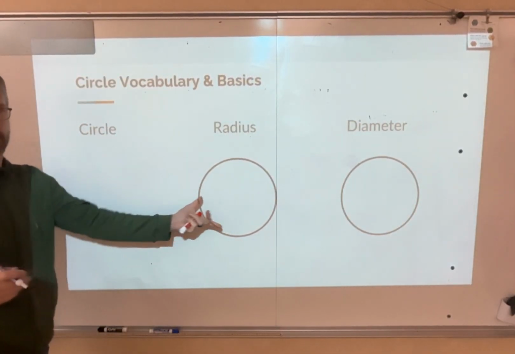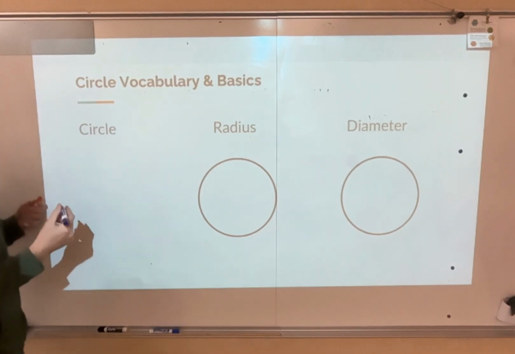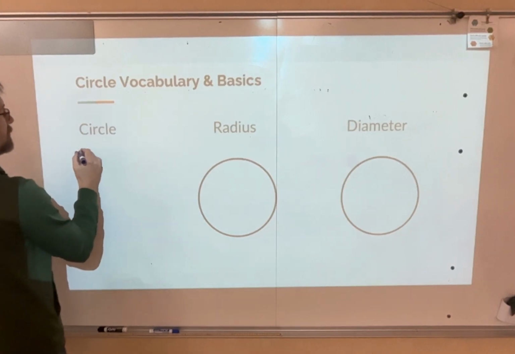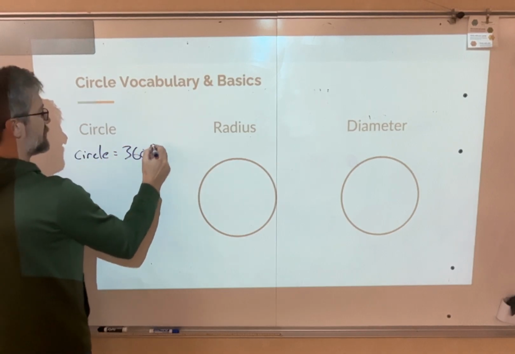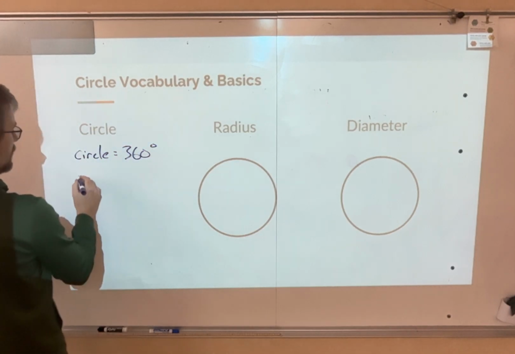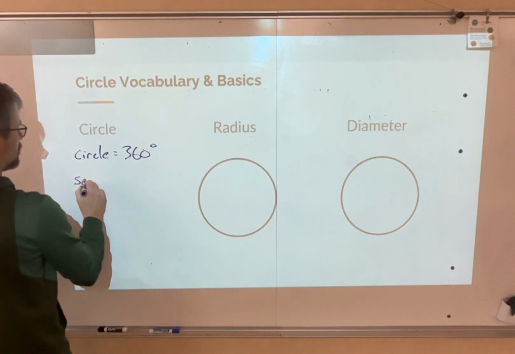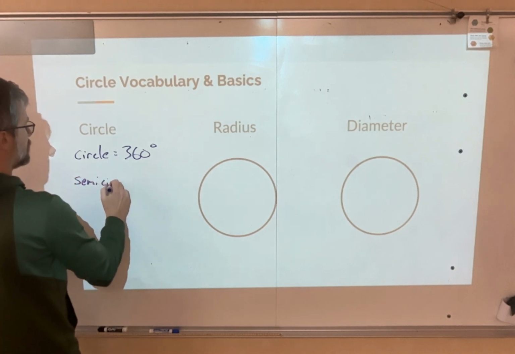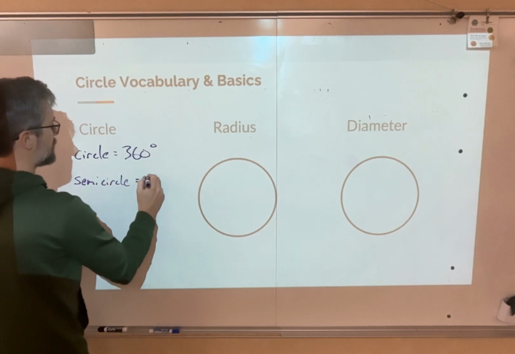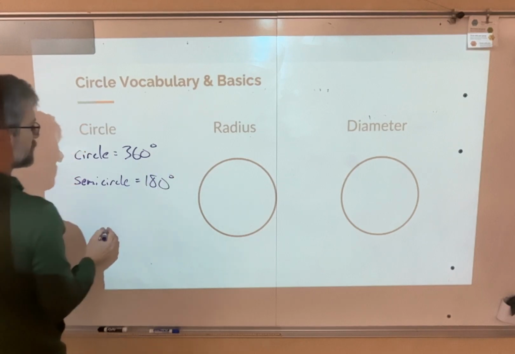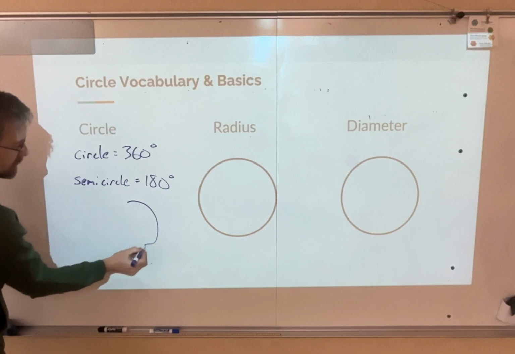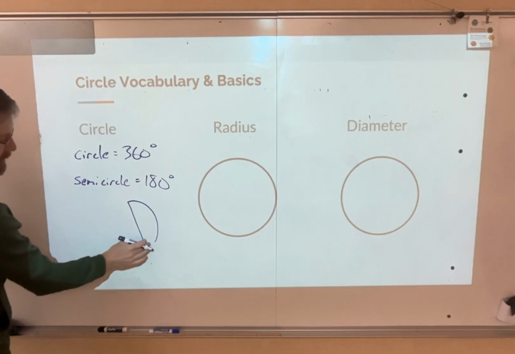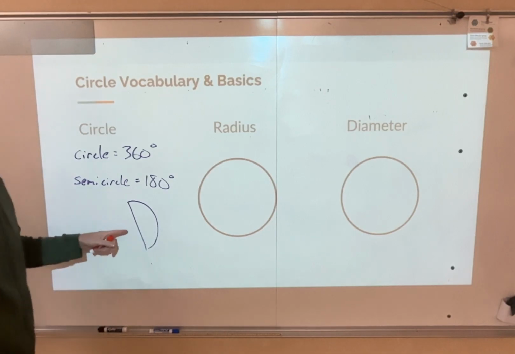Now, circle, we know what a circle is, right? It looks like this. For our purposes, what we really need to be comfortable with is that a circle equals 360 degrees. And we also have a half circle called a semicircle, and that is equal to 180 degrees. So a full circle is equal to 360. A semicircle is equal to 180. That's supposed to be half of a circle.